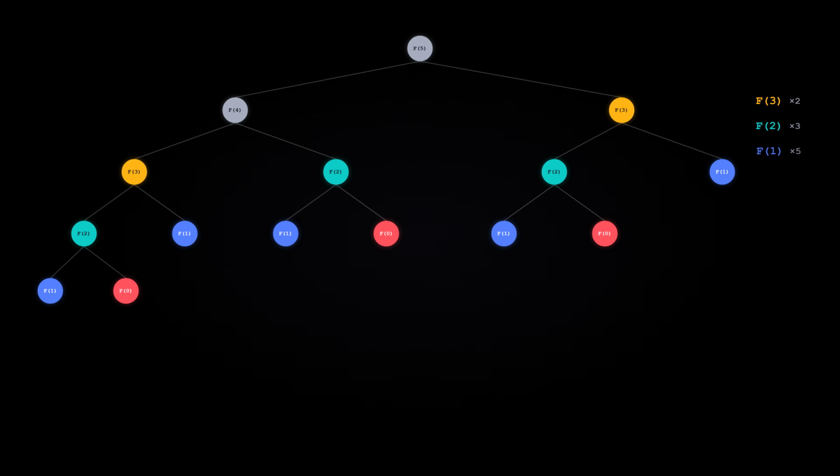F of 1 shows up 5 times. You're doing the exact same calculation over and over and over. And that's basically what overlapping subproblems means. When you break a big problem into smaller pieces, the same smaller pieces keep showing up. And you end up wasting a ton of time resolving things you've already solved. What DP says is instead of solving each subproblem every time it comes up, just solve it once, store the answer, and look it up the next time you need it.